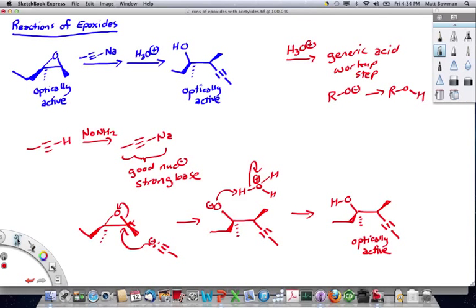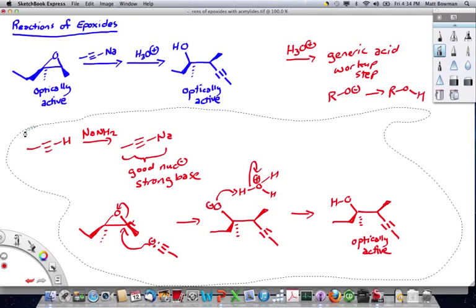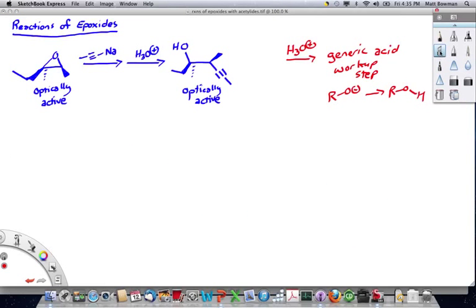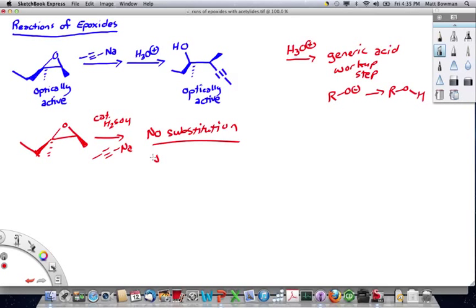Now, one thing to keep in mind is that the terminal acetylides are very strong bases. So unlike oxygen nucleophiles, they are always added on the less hindered side. And you cannot get them to add to the more substituted side by simply adding acid. Mainly because if you add a catalytic amount of H2SO4 in with your sodium species, what happens is you don't get a substitution reaction. Instead, you only get an acid-base reaction.